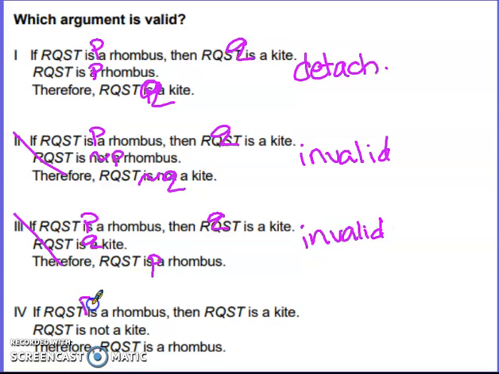If we look at the last one, we have P and we have Q. It is not a kite, which becomes negative Q. However, our QST is a rhombus. The first two lines look like the law of contrapositive, but because this last line just has P, it is an invalid conclusion. In order for this last line to work, it would have to be negative P, not positive P. So in this case, the only answer we have is number 1.